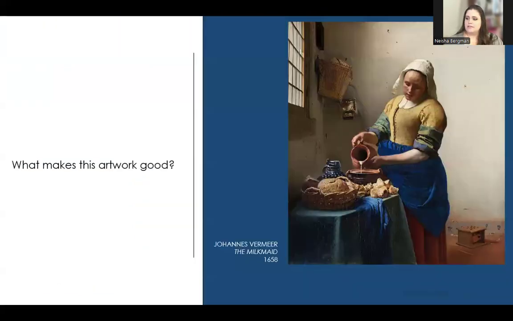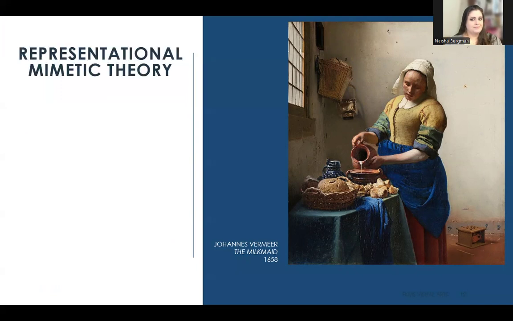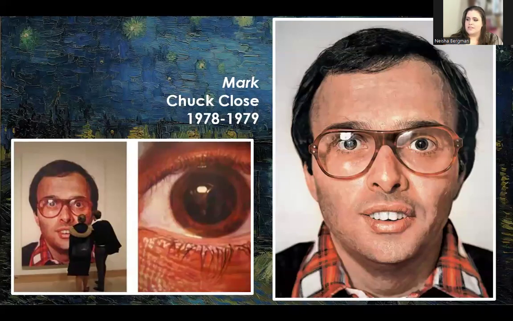All right, so let's go through it. Let's look at this piece right here. This is by Vermeer. This is The Milkmaid. What makes this good? In representational and mimetic theory, it is considered good art if it realistically represents the subject. It's not photographically realistic, but this is a very realistic image. In fact, Vermeer was well known for his use of lighting. It feels like the light is coming off of that window. It's very natural in that sense. So realistically represents the subject.